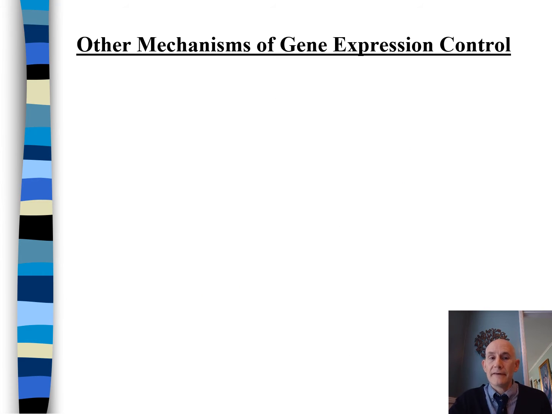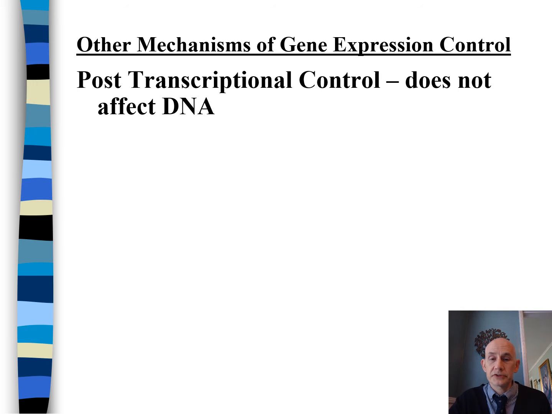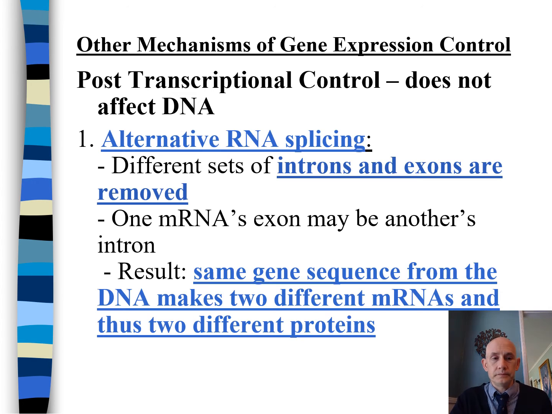Other things that can affect gene expression are going to be some post-transcriptional controls. So this doesn't affect how the DNA is transcribed, but it determines whether or not we can go from mRNA to the proteins. One of the main mechanisms for this is going to be alternative RNA splicing.